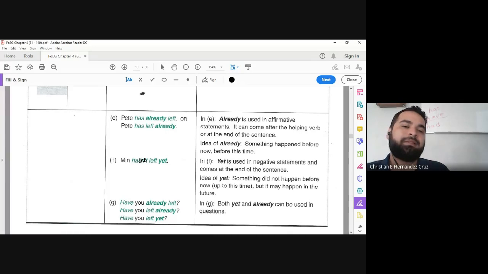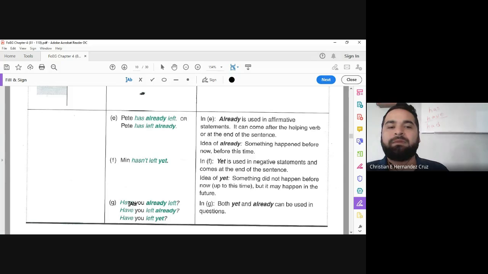So we use yet only when we're saying something negative, so basically no. And it comes at the end of the sentence. It's always going to be at the end. The idea of yet: something did not happen before now, but it may happen in the future. For example, you could say, I haven't graduated yet, which means that you're still a student, but you will eventually graduate. You could say, I haven't been married yet. Same thing. You have not been married before, but you will be married at some point in the future.